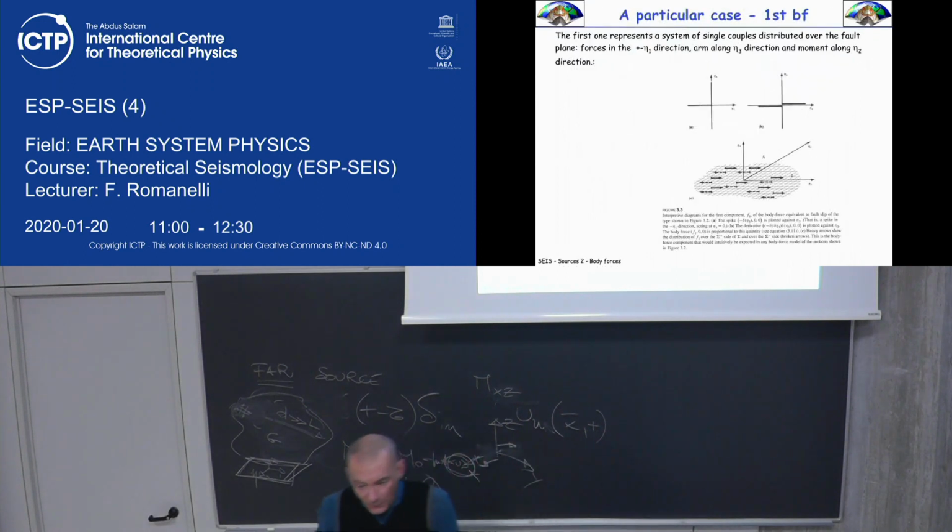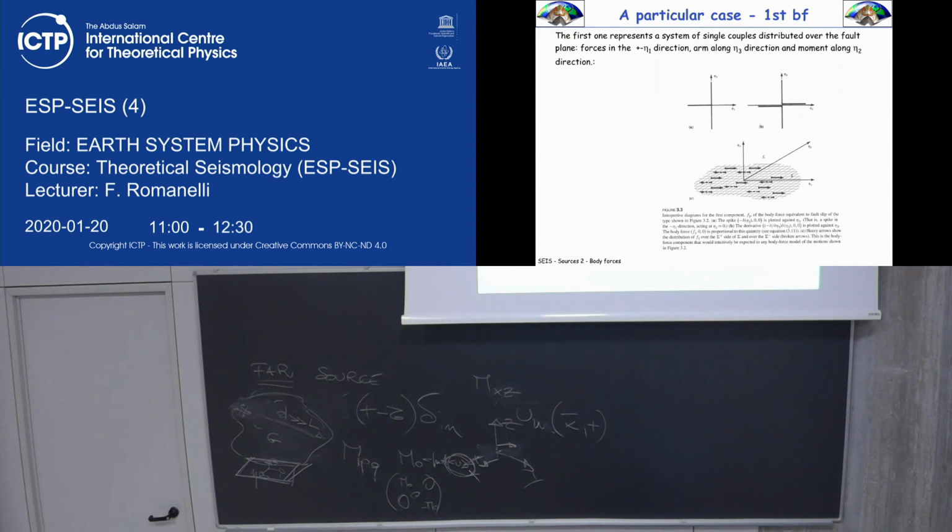The first one, so F1, is representing a set of single couples distributed over the fold. And they are pointing along 1, but with an arm along z. That's by definition. Now it's a set of couples. Definitely, their arm is along z and their forces are pointing in 1 and 3, all of them have a net moment along y. Remember, x and z. Okay?